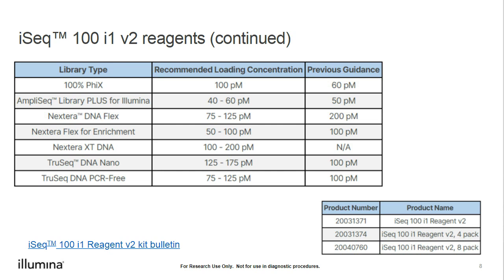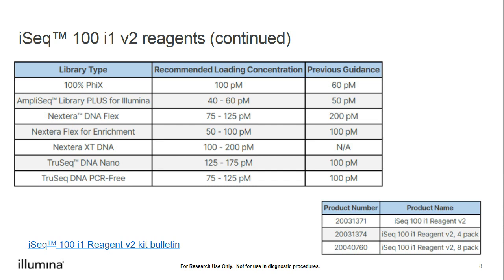These are some of the libraries that we at Illumina have validated on the iSeq 100. If you're running a different application, the recommendation is to run that library on the V1, to run the library that you've validated on the V1 reagents at the same loading concentration on the V2 reagents, and then optimizing from there. So starting with that V1 and then optimizing afterwards.